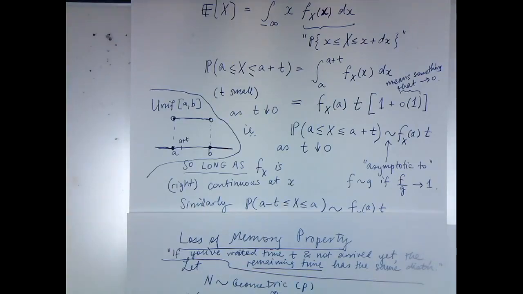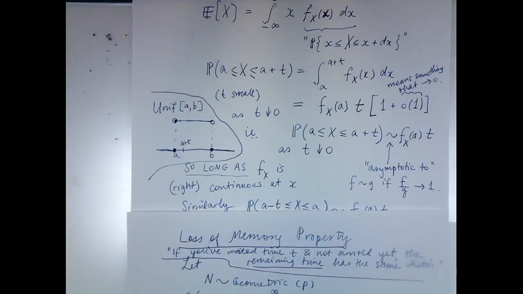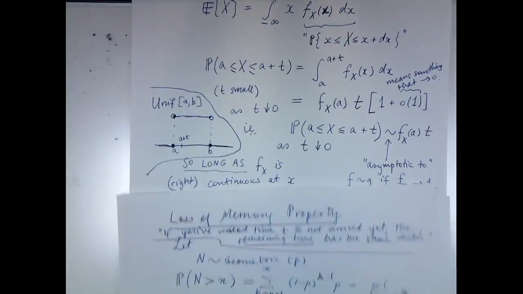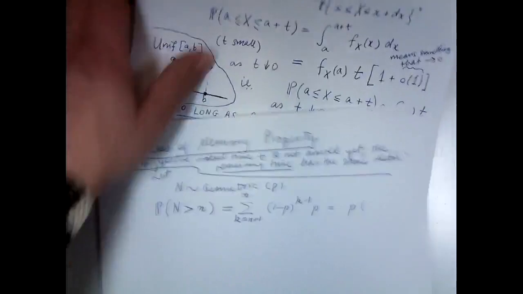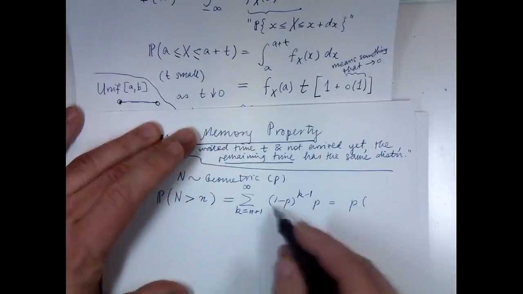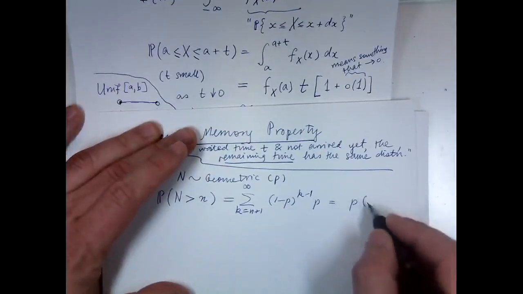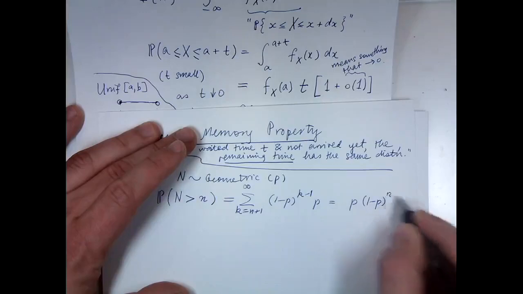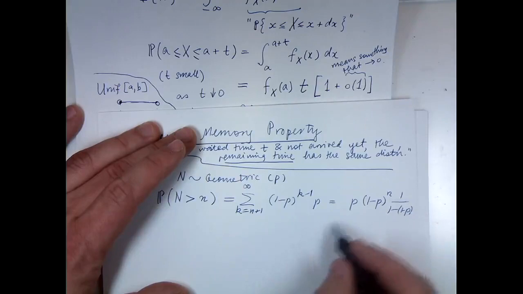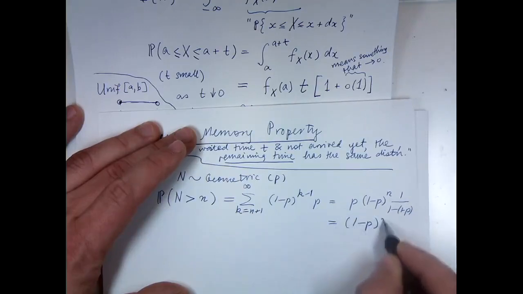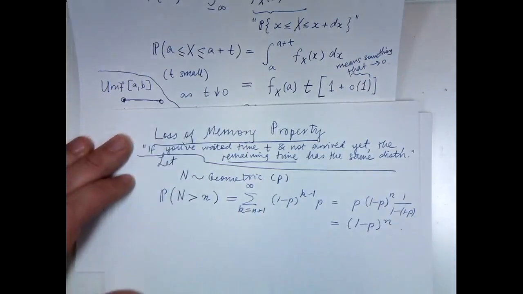If I'm to do this sum, then I have p times (1 minus p) to the n, and then I have to do 1 over 1 minus the common factor. So that of course cancels out the p. So the probability of N being greater than n is (1 minus p) to the n.